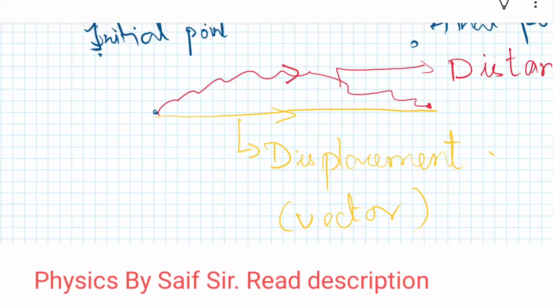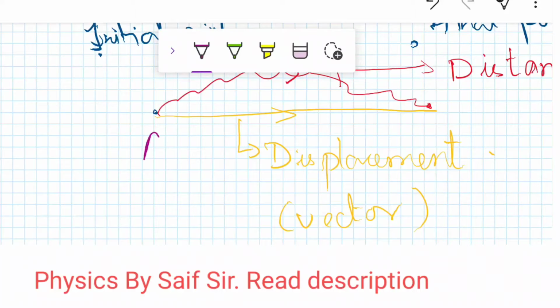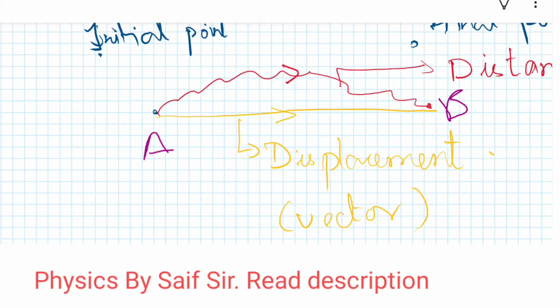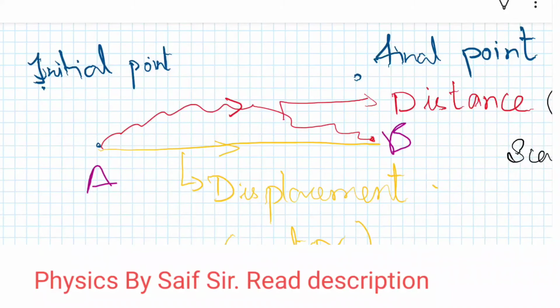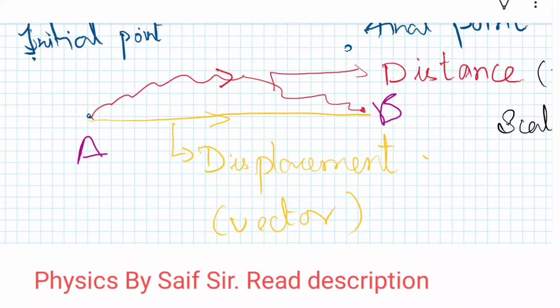Here you can see two points, A and B. The red line is the distance you have traveled from uneven directions to reach the point B. But the yellow line, which is a straight line, is the shortest distance between A and B. Distance is a scalar quantity, not having a definite direction, whereas displacement has a definite direction, and that is why it is called a vector quantity.